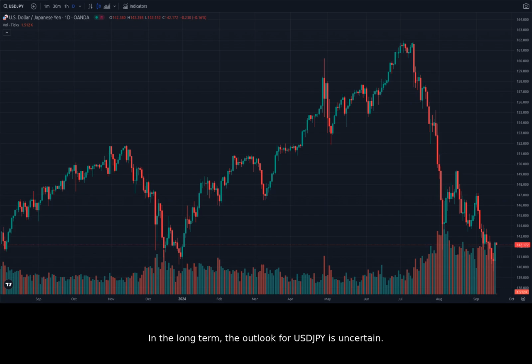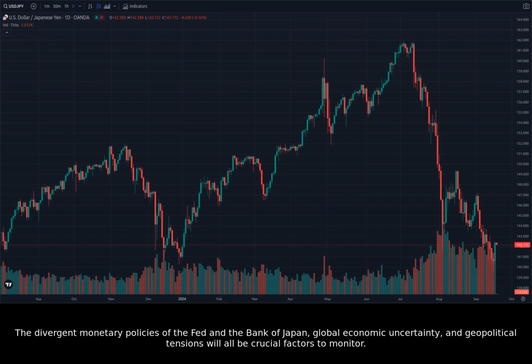In the long term, the outlook for USDJPY is uncertain. The divergent monetary policies of the Fed and the Bank of Japan, global economic uncertainty, and geopolitical tensions will all be crucial factors to monitor.